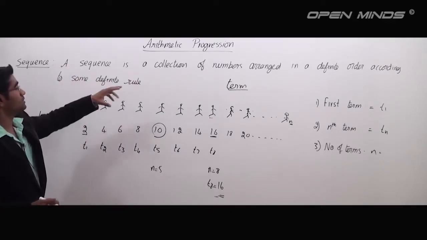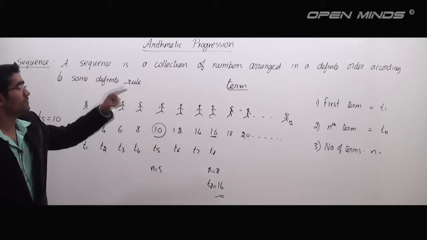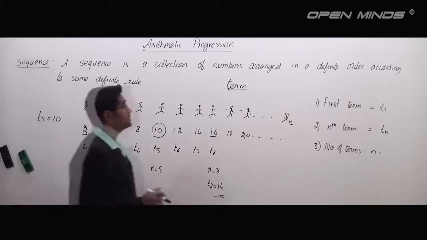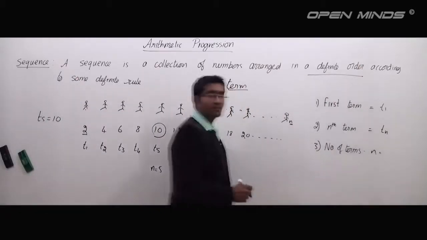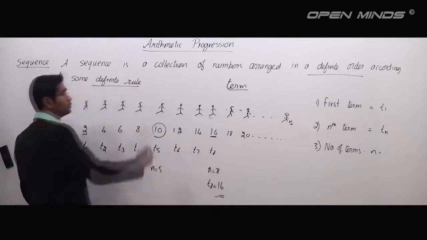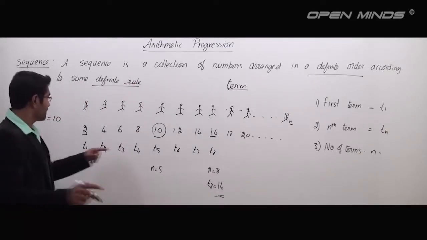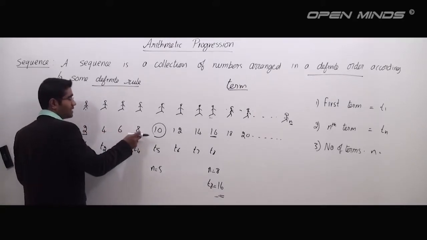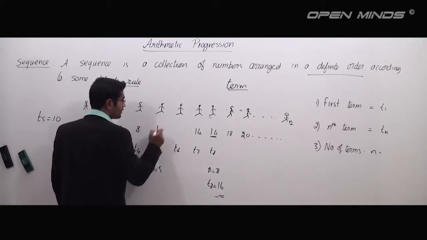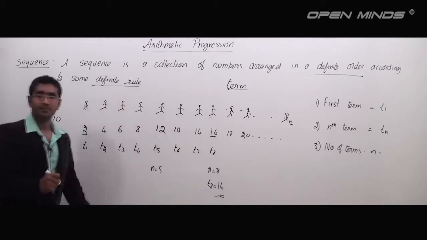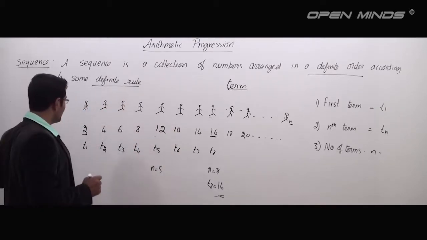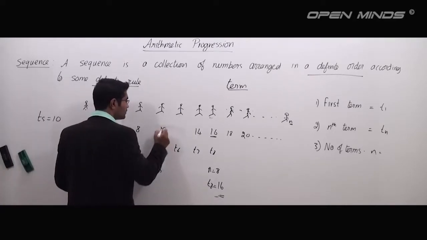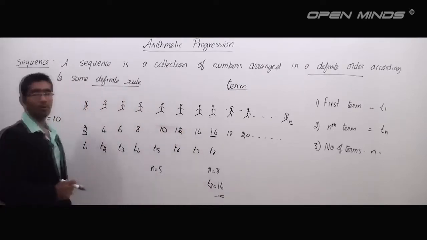Let's read the definition now to understand the whole thing. A sequence is a collection of numbers arranged in a definite order according to some definite rule. There are two things here: definite order and definite rule. So what exactly is definite order? These guys are standing as 2, 4, 6, 8. I cannot put 12 here and then 10. That becomes wrong; here the order is wrong. The order has to be increasing. So 12 cannot come first. 10 has to come first, then 12. That is the order he's talking about.